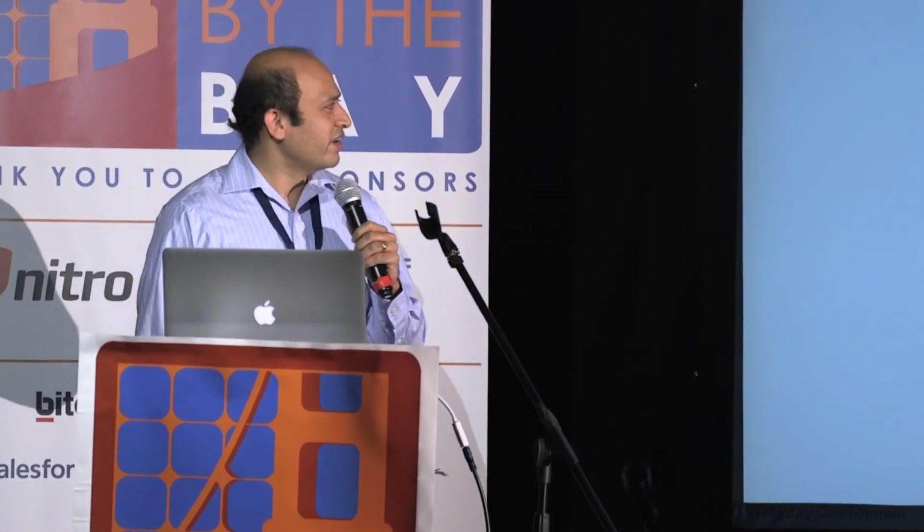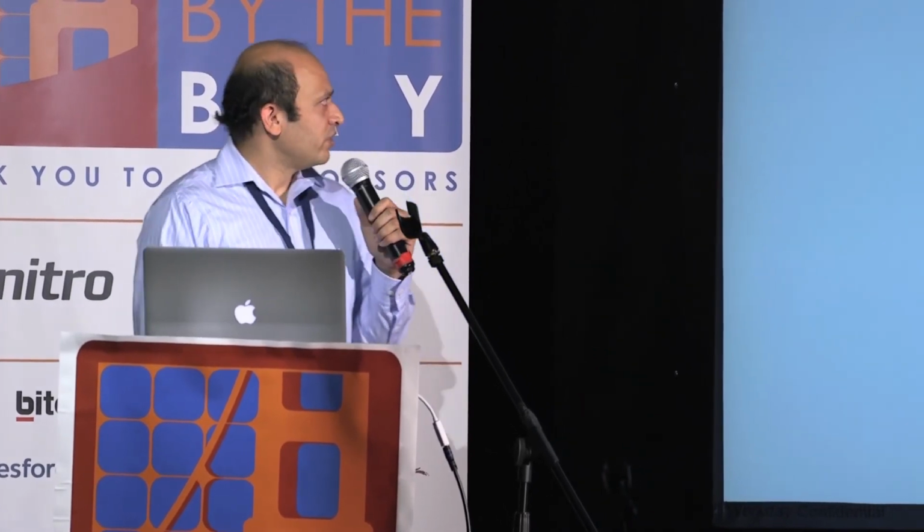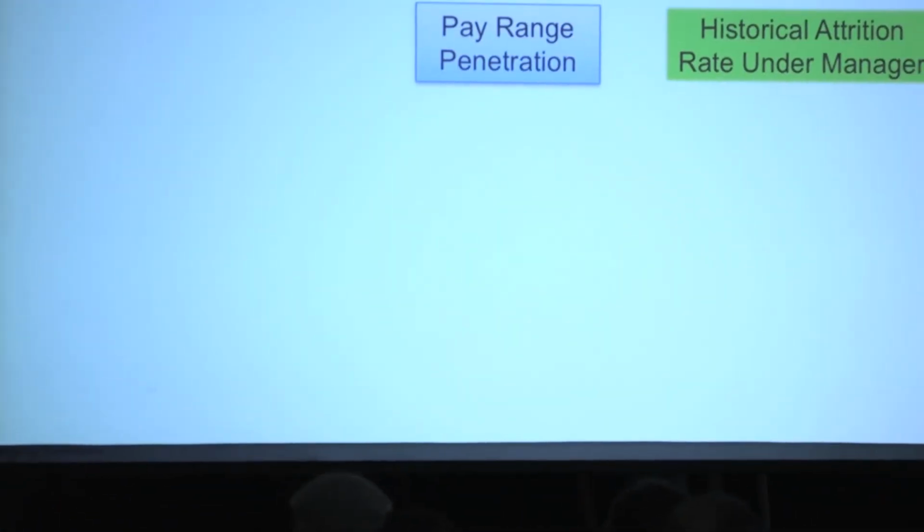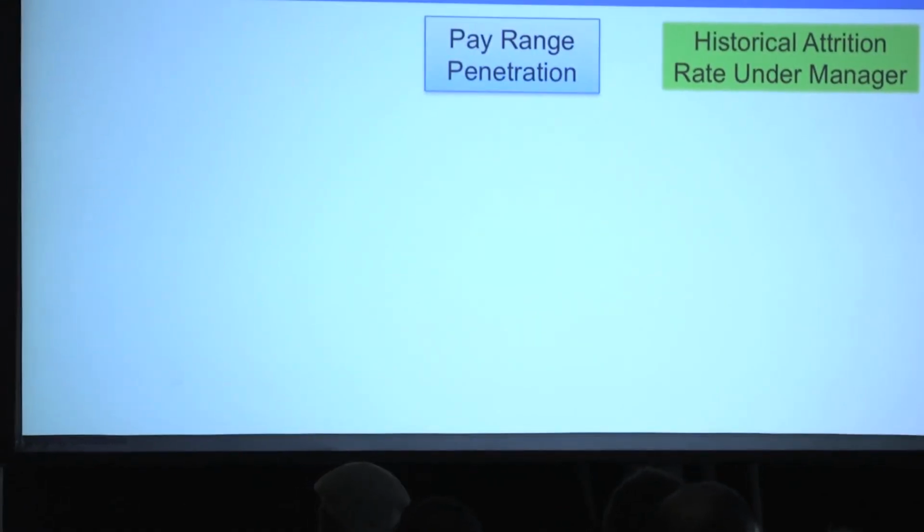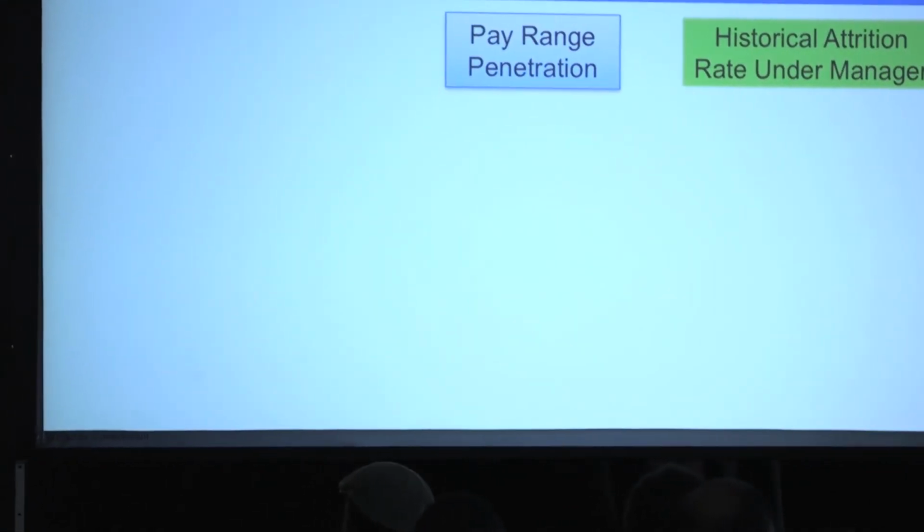All right. And then we have interactions and external effects. So we have a few features like pay range penetration, which essentially measures how well you are paid compared to people who have the same job title. And historical attrition rate under manager, historical attrition rate under org. So we'll talk a little bit more about this feature in particular.